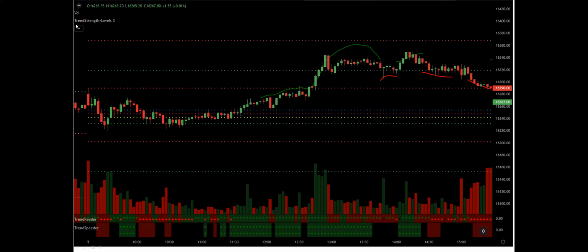If you see here, this is trend strength plus levels. This is the trend reader and trend speeder. All these three indicators are present. Let me explain the trend strength indicator. If you see here, there is a green line, right? It started somewhere here and it is traversing across. To make a trend strength bias, you should see this green line.